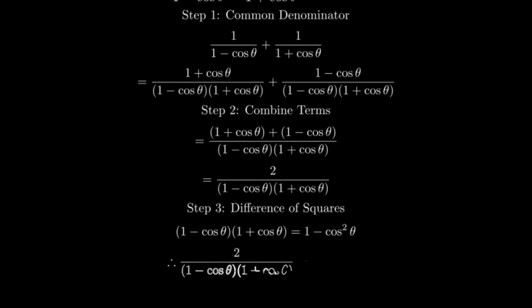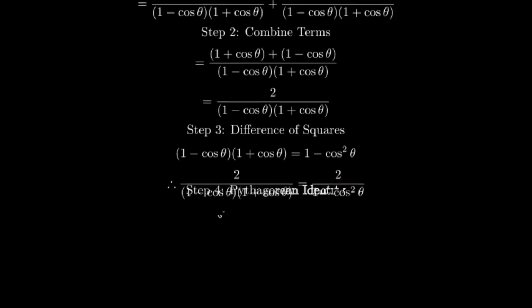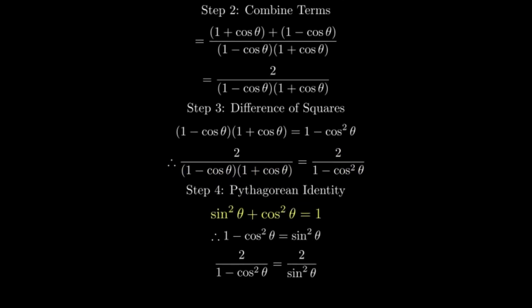Next, let's look at the denominator. Notice that 1 minus cosine theta times 1 plus cosine theta is a difference of squares. This equals 1 minus cosine squared theta. Now we'll use the Pythagorean identity. Recall that sine squared theta plus cosine squared theta equals 1. Therefore, 1 minus cosine squared theta equals sine squared theta.